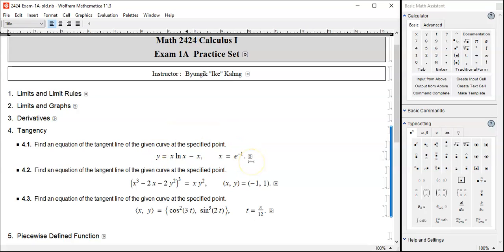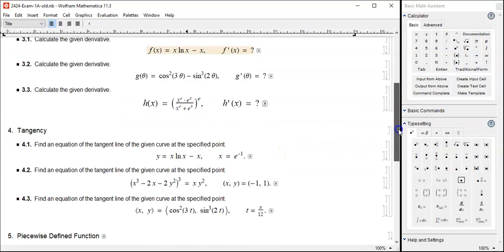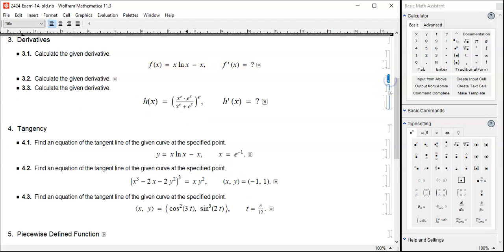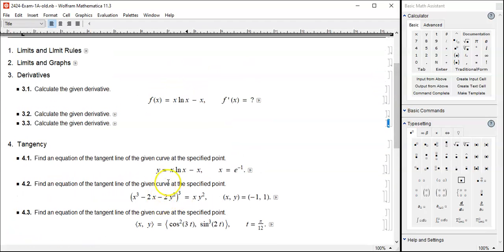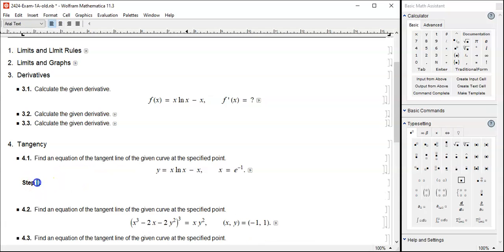First problem, find an equation of the tangent line y equals x log of x minus x. And please recall you did this already. Same function as this. So what you can do is to recycle the answer for the previous part and then use that. Okay. Step 1, let me start from step 0.